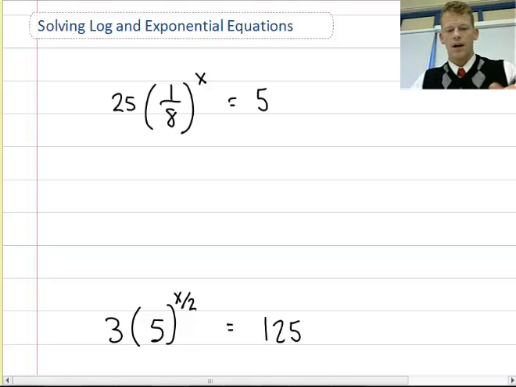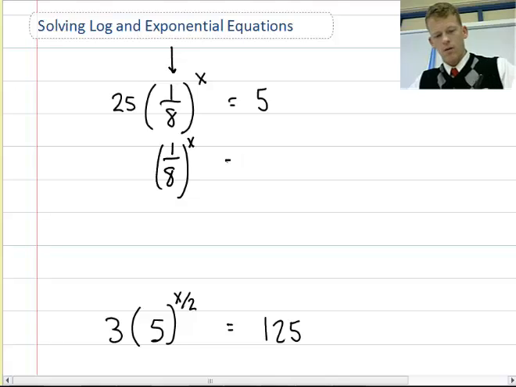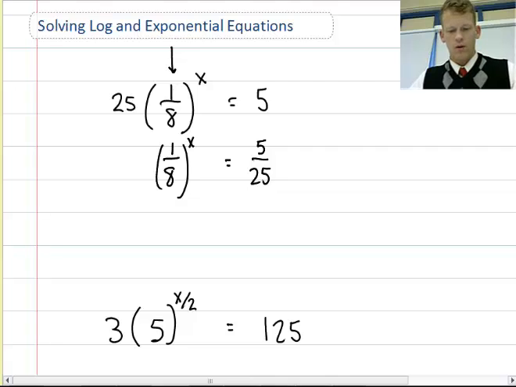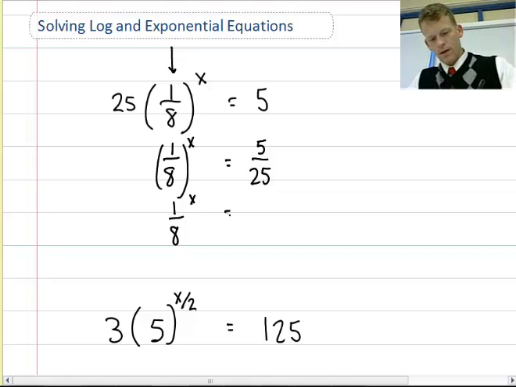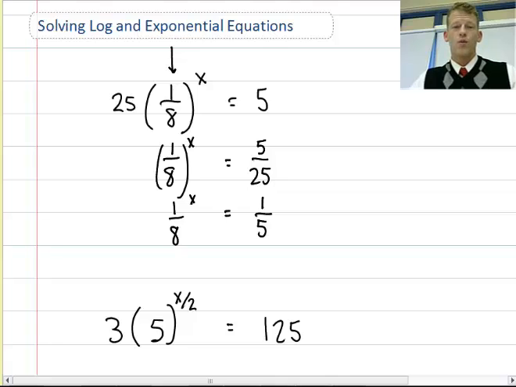The first question is solving an exponential equation. So when we look at it, you want to isolate the exponential part with the base and the exponent. So I'm going to solve for (1/8)^x, and that's going to equal 5 over 25. Now 5 over 25 is going to equal 1/5. So I have (1/8)^x is equal to 1/5. So now I have a function where I don't know what I raised 1/8 to get me to 1/5.